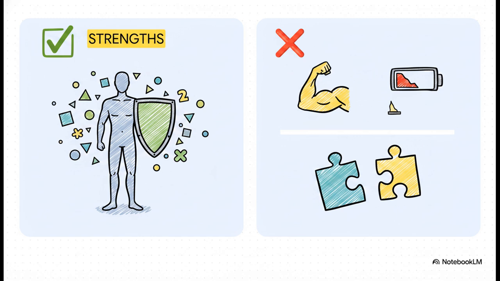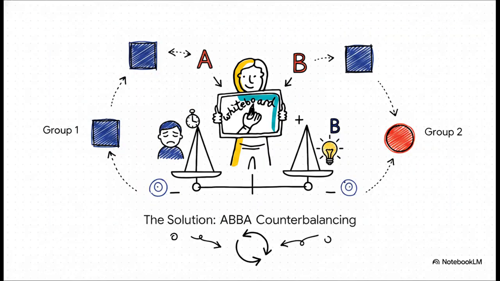Or they might do way worse because they're tired and fatigued. Also, you can't reuse the same word list twice, so you have to introduce new stimuli, which begs the question, what if the second word list was just naturally easier? Well, here is the absolute genius workaround.